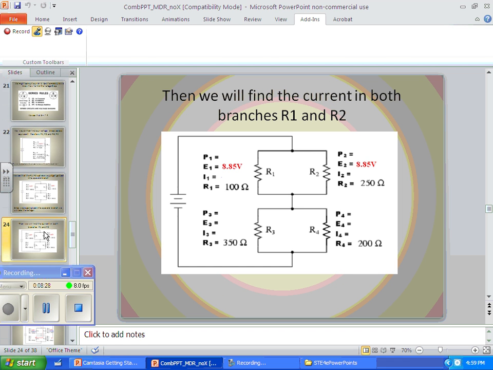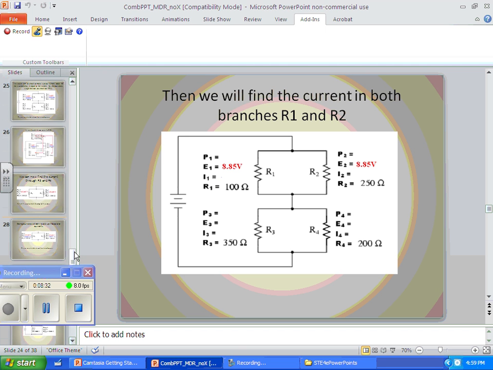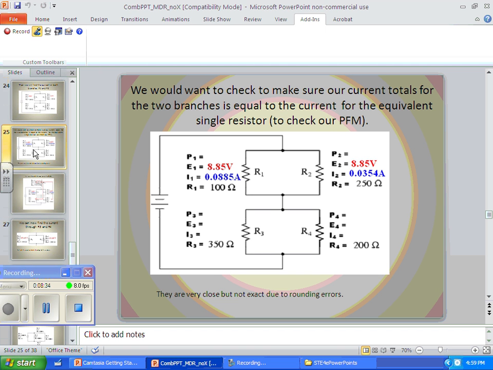And we're going to find that our current is different in each of these parallel branches, because that's what parallel circuits do. They're current dividers. They have the same voltage, but they're current dividers. So we have 0.0885 amps in our left branch and 0.0354 in our right branch. If we add those back together, what do we find?